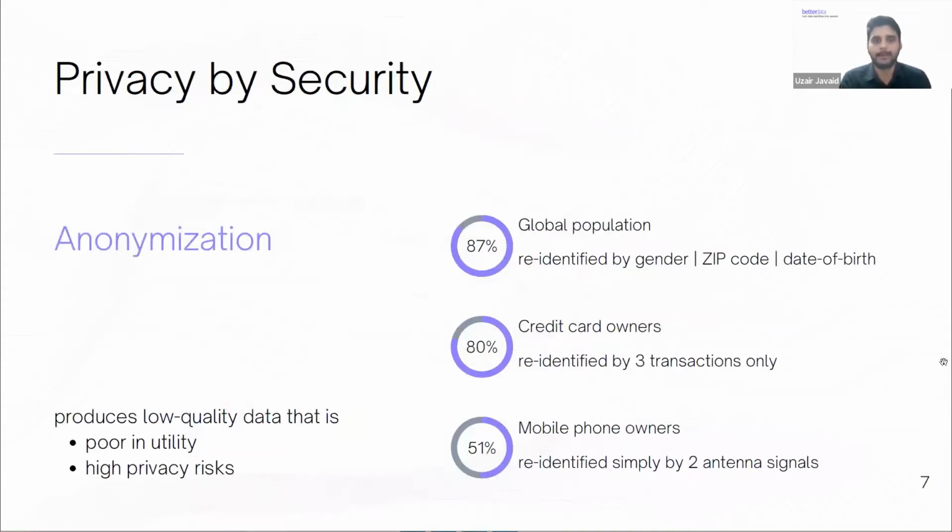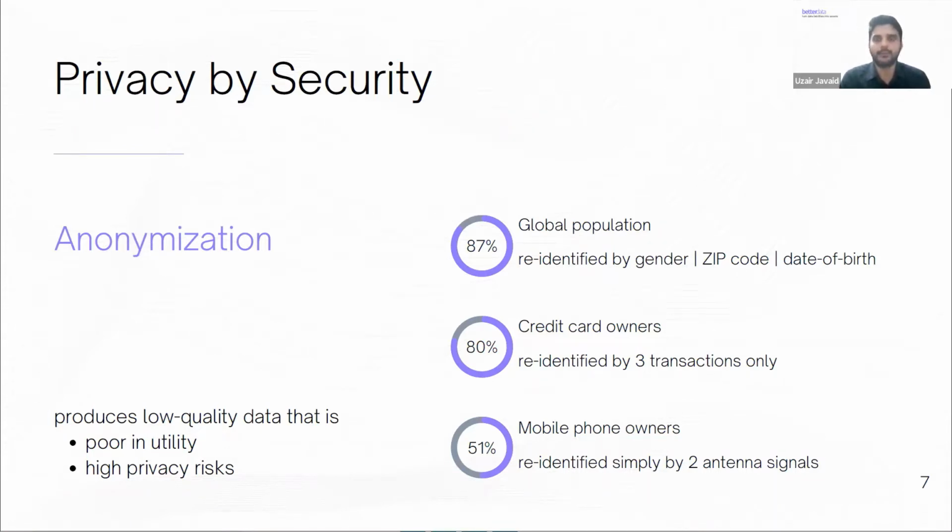So all in all, when you talk about anonymization, this is to ensure privacy by security techniques. And the fundamental problem with this technique is it leads to poor data quality and high privacy risks. On the right-hand side, we have three different estimates. I'll just go through one of them: 80% of credit card owners can be re-identified by 3 transactions only. So when we talk about anonymization, re-identification of users is a big risk.